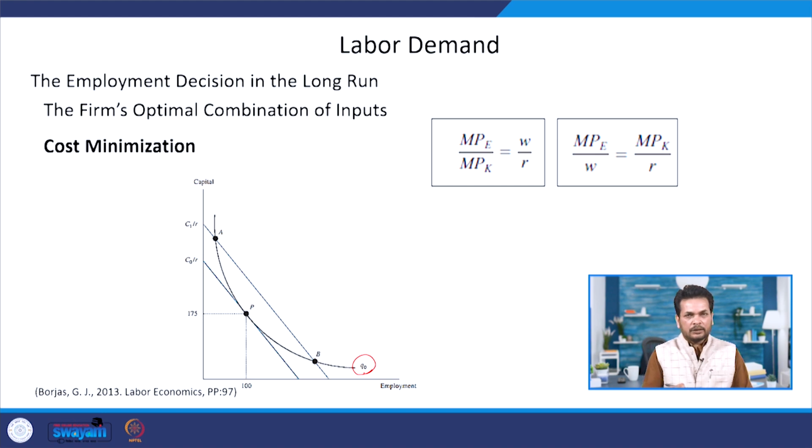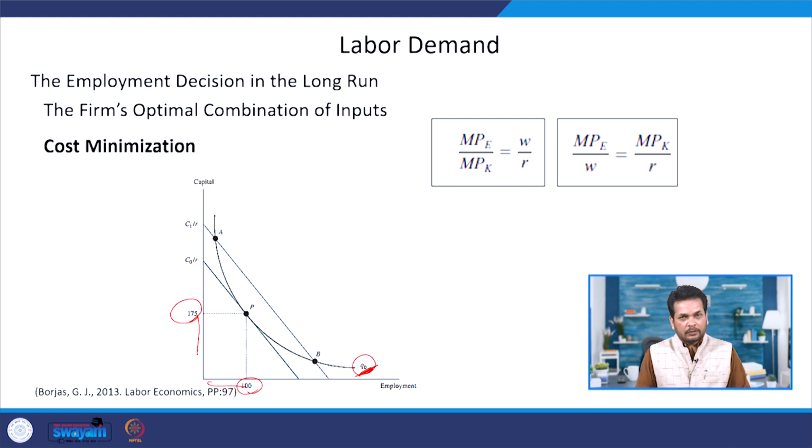When we superimpose this output production function over these cost functions, we find that the farm can employ 175 units of capital and 100 units of labor in order to produce the Q0 level of output, which will maximize the profit and minimize the cost. So, this combination of capital and labor is going to give it profit maximization to produce this level of output.